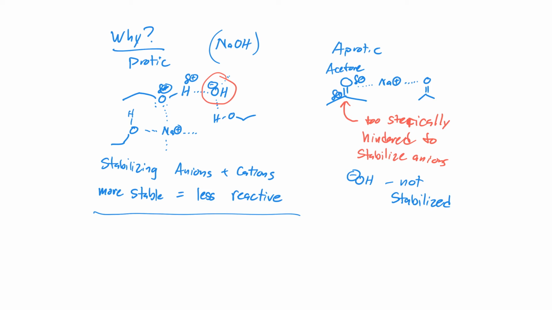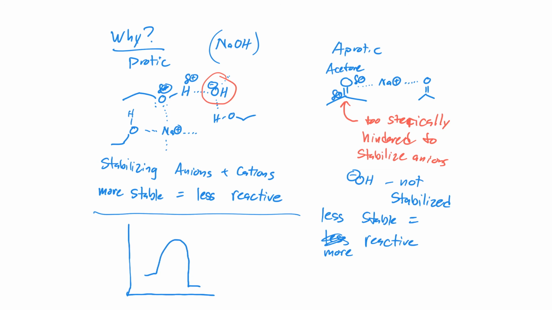What do you think less stable is equal to? More reactive, sorry. So by not stabilizing the OH-, the aprotic solvent causes that to be a better nucleophile, a more reactive nucleophile, and it will react with the electrophile faster and easier. And we can look at this from an energy diagram standpoint. Here is the stabilization from maybe the protic solvent. That's the energy of our nucleophile.